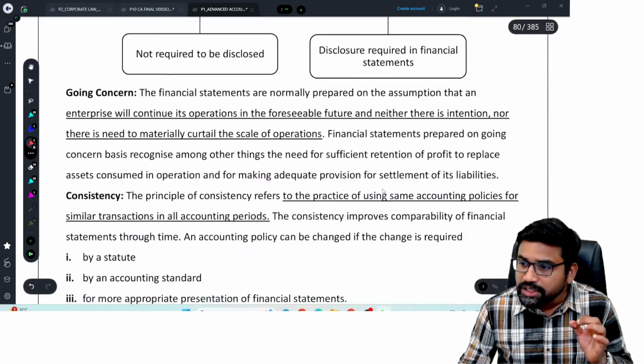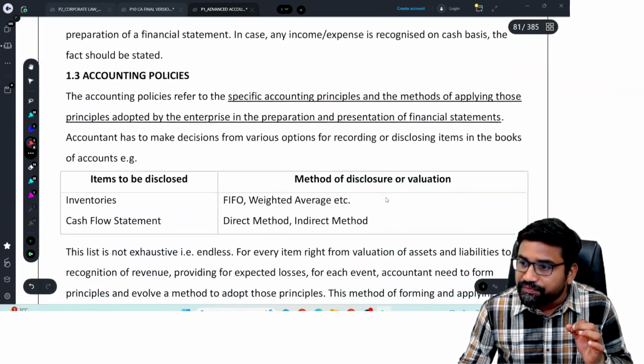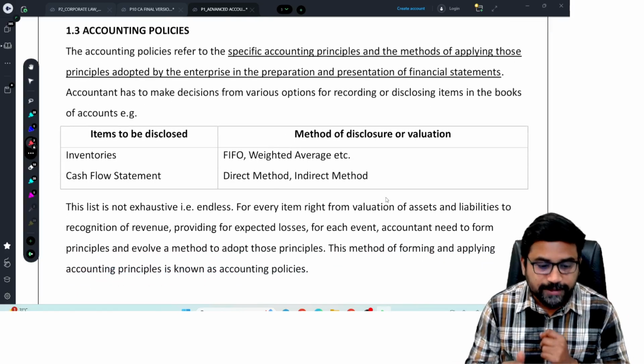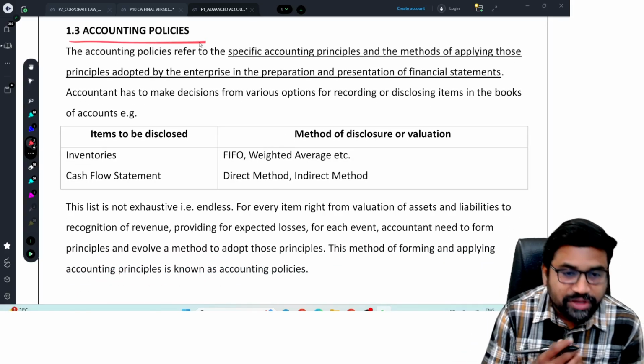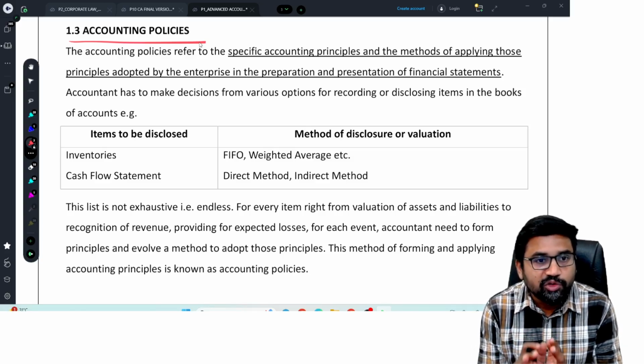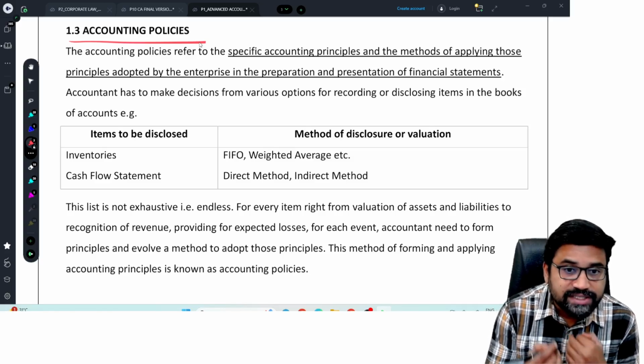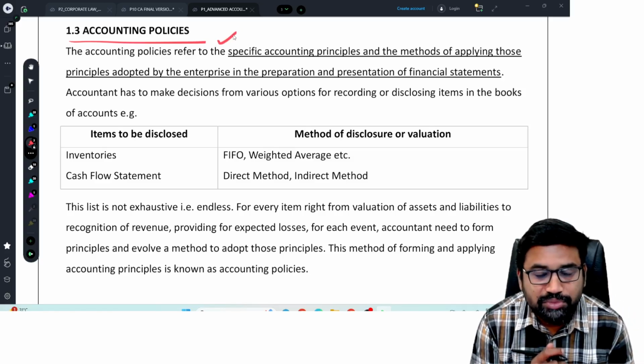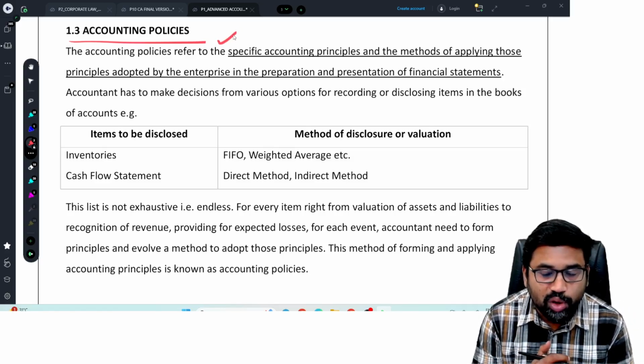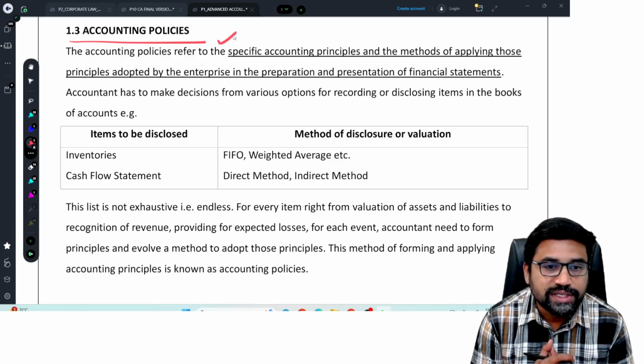Now, right away, I'm going to discuss first accounting policies, important. Whatever order I am following, please follow the same order so that it will be very much understandable to you. First, accounting policies, because this standard is talking about accounting policies. First of all, what is an accounting policy? Simple.